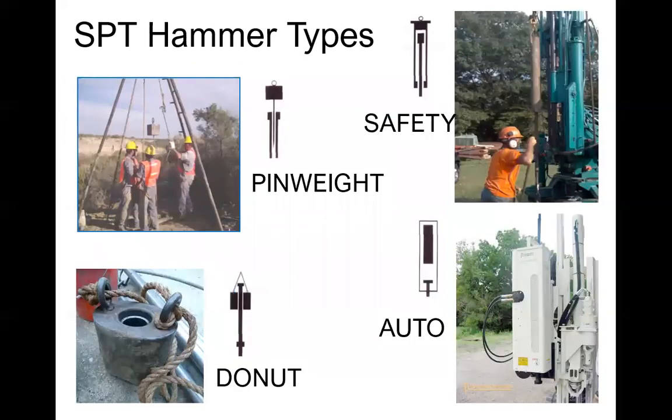So what these look like are here. The auto hammers are the newer thing, and they're starting to use them a lot more. But these donut hammers or pin weight hammers are literally just a pulley system with a rope. Most of the time, I think DOT now doesn't allow donut hammers and doesn't allow pin weight, but they do still allow safety. So some old drillers will use safety hammers, but the majority of drillers are now going towards an automatic hammer because there's less control in everything.